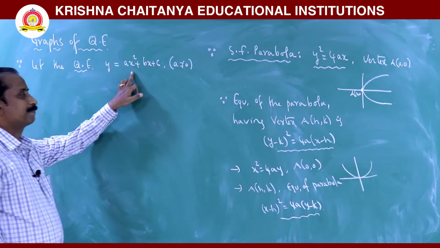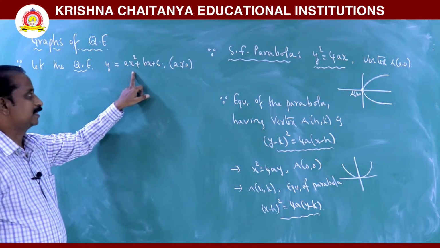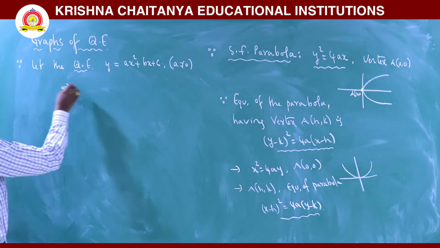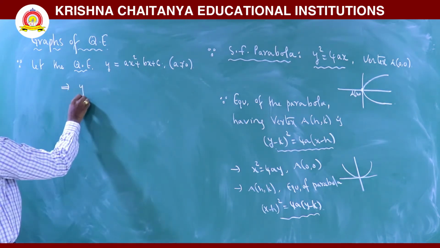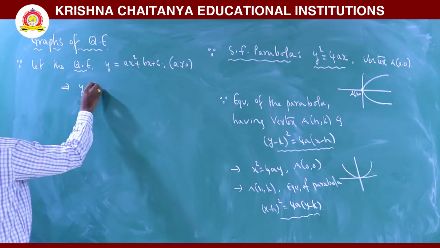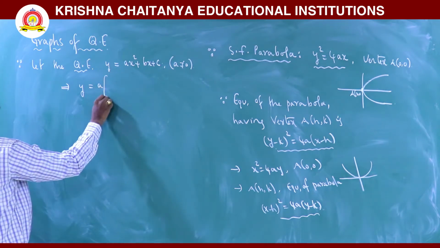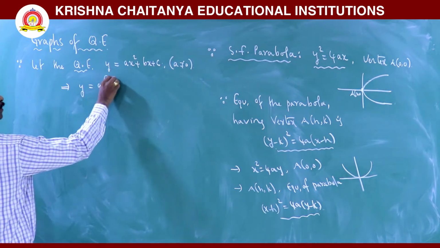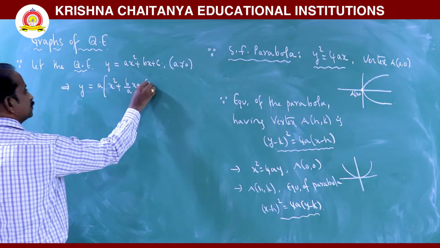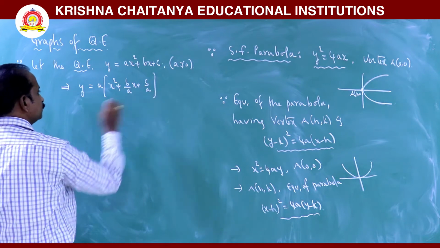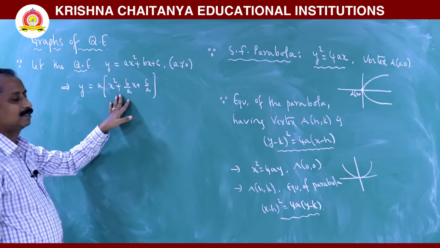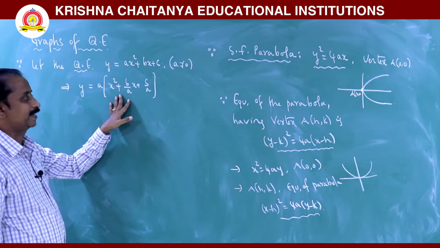Does it represent a parabola or not? Let us check. Now we can simplify the expression y is equal to ax square plus bx plus c. Let us take a common. It becomes a times x square plus b by a into x plus c by a. Now we make it into a perfect square.